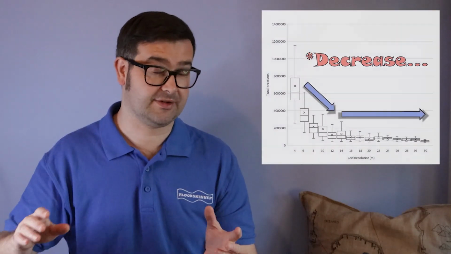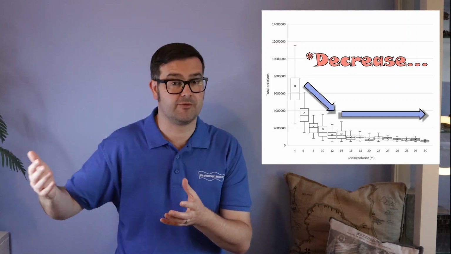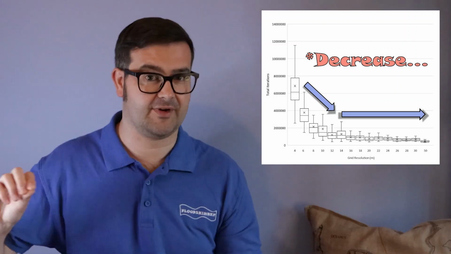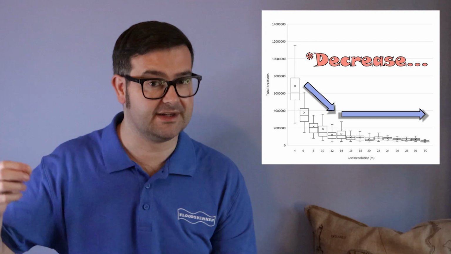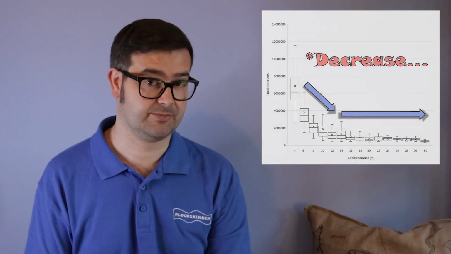First off, the number of sums that the model was doing, as an indicator of how long it takes the models to run, did decrease as we made those cells bigger. However, once we got over 12 meter cell size, that advantage began to drop off and we really didn't see any sort of computational advantage with the larger cells.